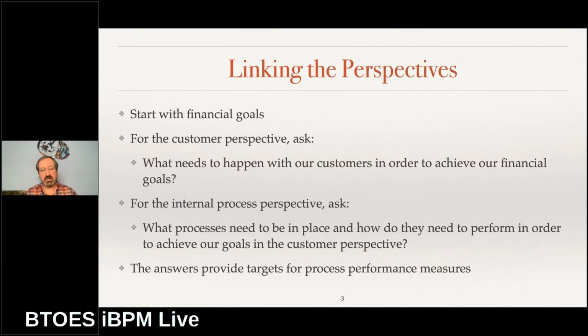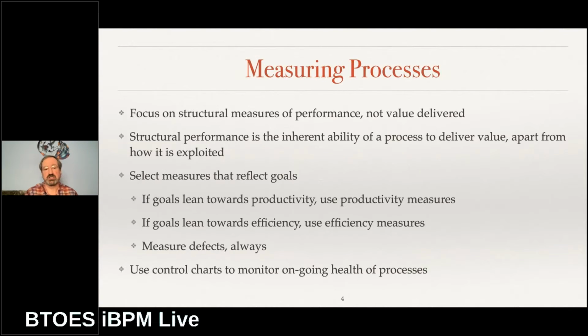For the internal process perspective, you ask yourself, what do you need to do? What processes need to be in place, and how do they need to be able to perform in terms of capacity and cost structure in order to achieve our goals in the customer perspective? Now, all we can do here is enable them. We can say our processes are sufficient and they perform sufficiently well to achieve what we expect to happen in the customer space, but our customers have to cooperate, and that may not happen in real life. So now we look at what we get out of this, which is targets for our performance measures. So now we go into process changes.